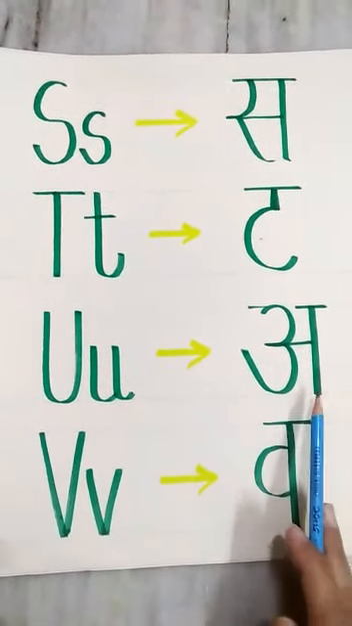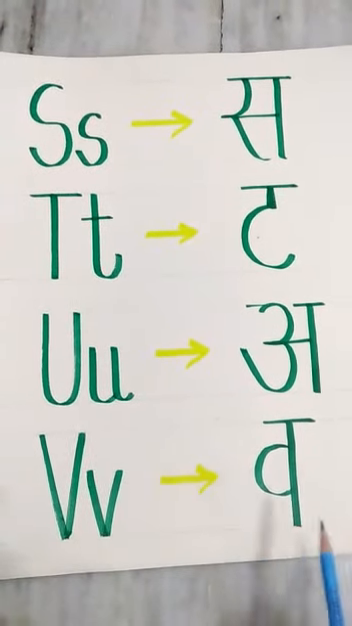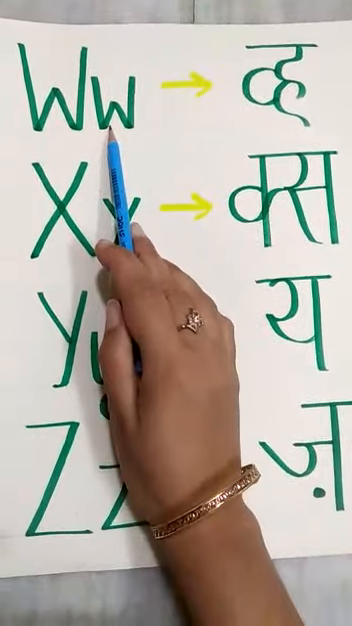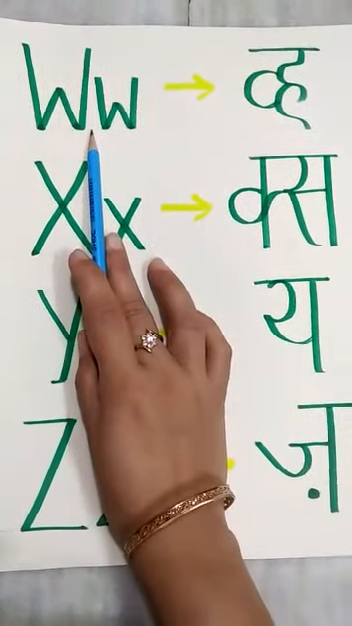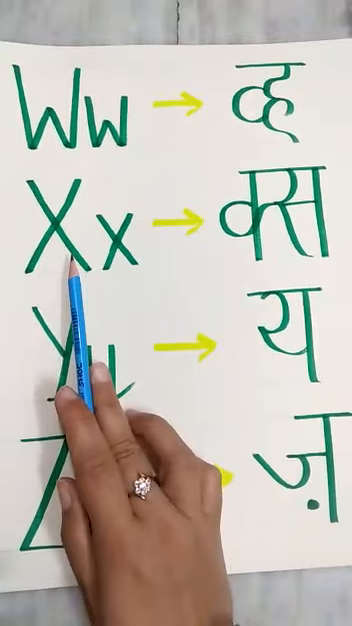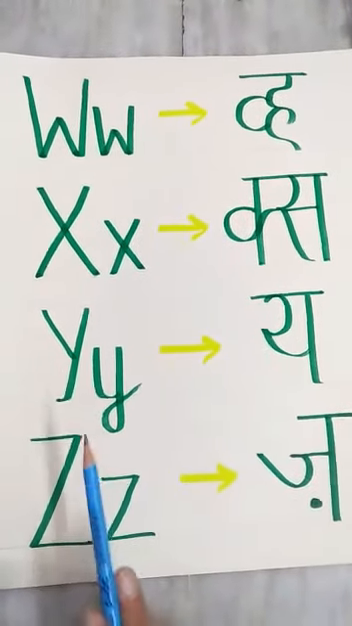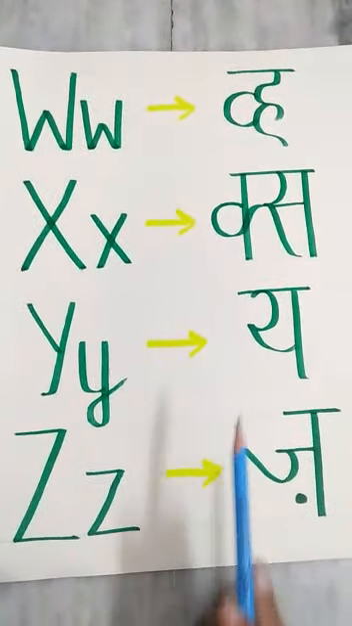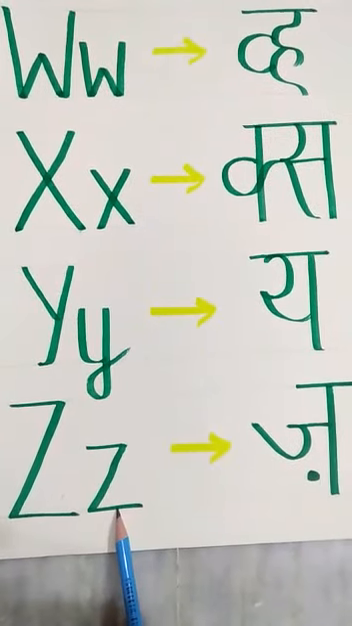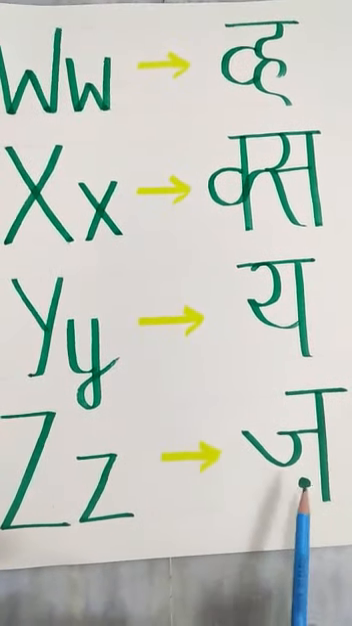U sounds A. V sounds V. W sounds V. X sounds X. Y sounds Y. And the last you have Z. Z sounds Z.